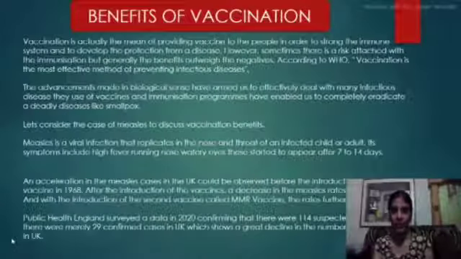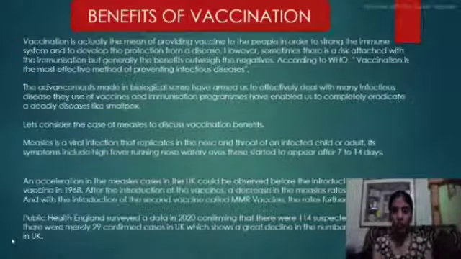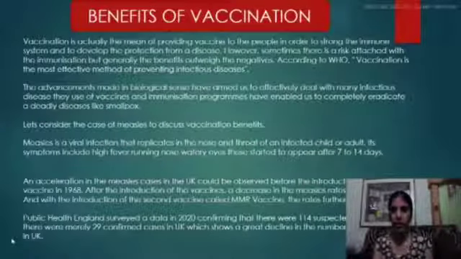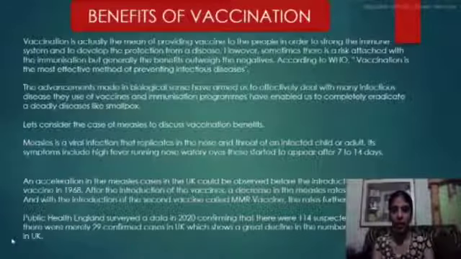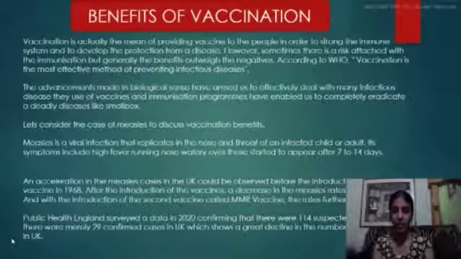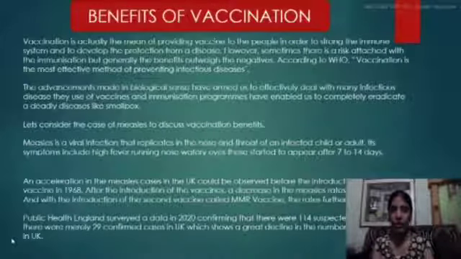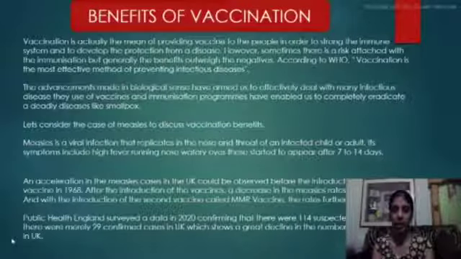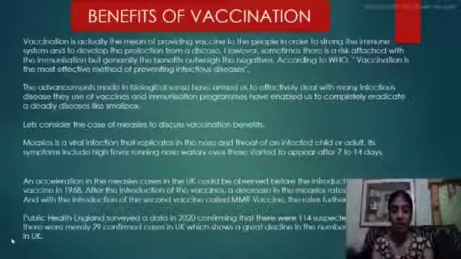What are the benefits of vaccination? Vaccination is the means of providing vaccine to people in order to strengthen the immune system. But sometimes there is a risk attached with immunization. If we consider it in general, the positives outweigh the negatives. Vaccination is the most effective method of preventing infectious disease, as stated by WHO, the World Health Organization. And the advancements made in biological science have armed us to effectively deal with many infectious diseases. We can take the example of smallpox.